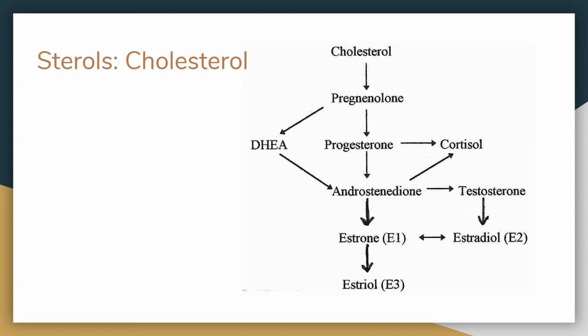Progesterone can alternatively make androstenedione, which is then kind of the starting place for our estrogens and our testosterone. So that can either go to make testosterone or estrone. Estrone can make estradiol or estriol, and we call these the 3 estrogen molecules.